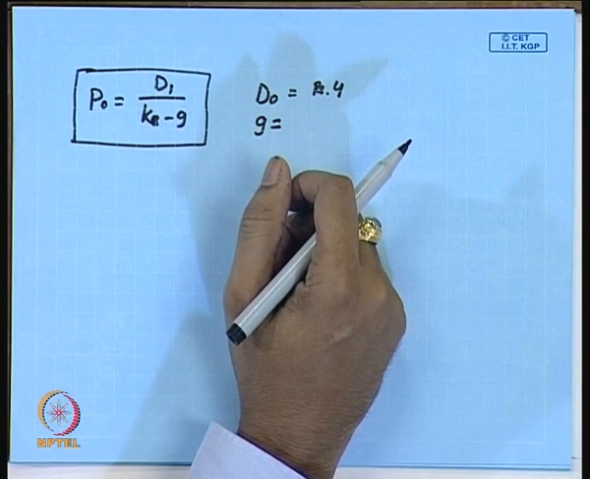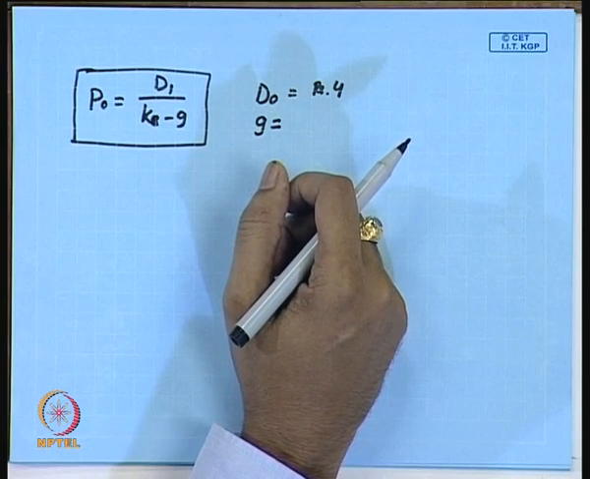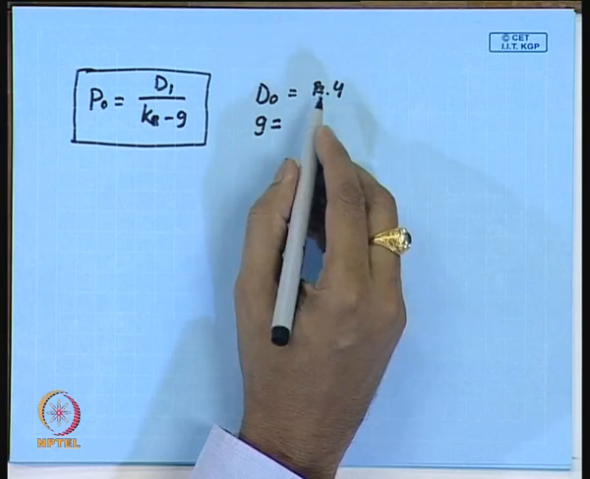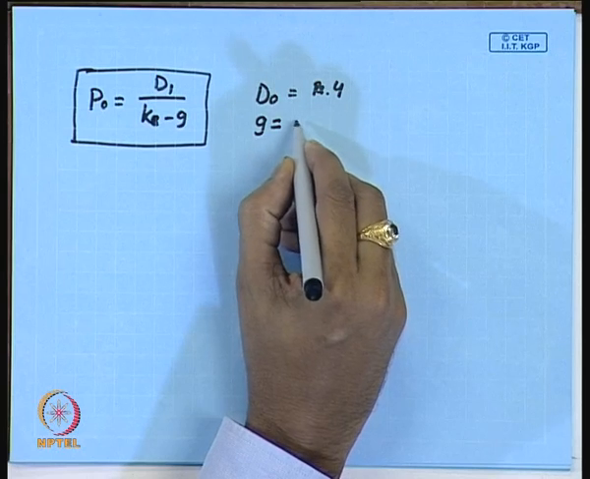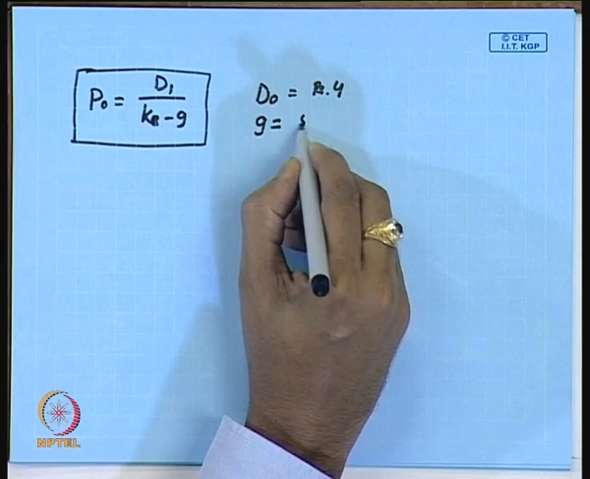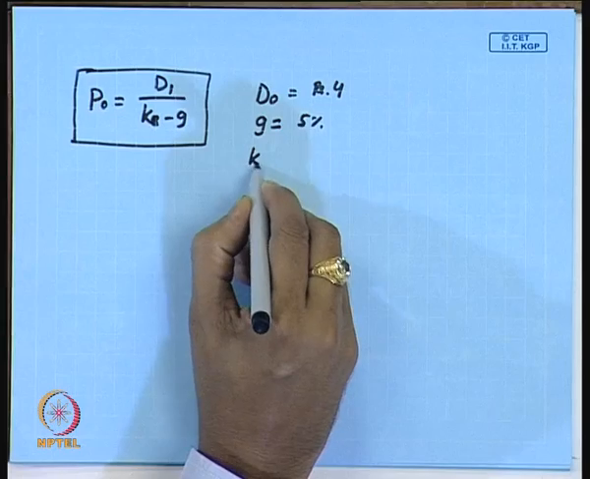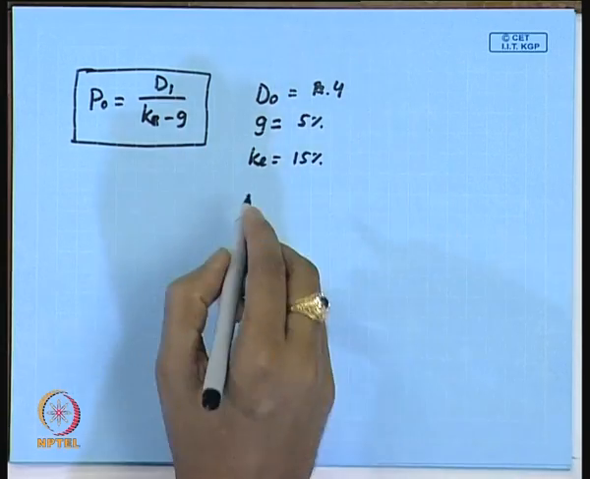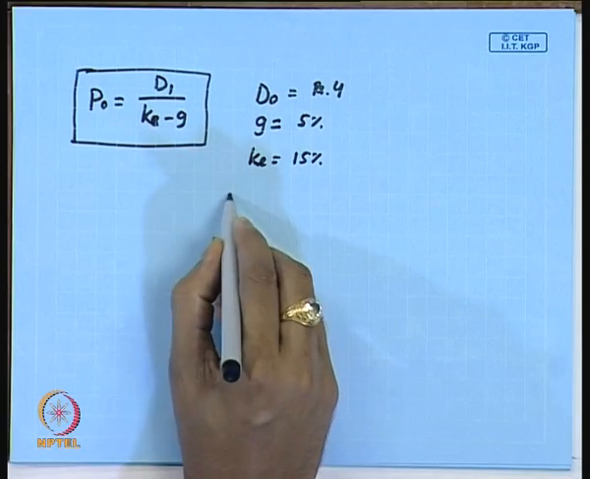Growth in earnings depends upon the growth of the company. Several things can affect the growth of the company, and then obviously the earnings and the growth in dividend. If the dividend growth is expected to be, let us say, 5%, and the cost of equity is, let us say, 15%, then we can find the value of the share as price 0.